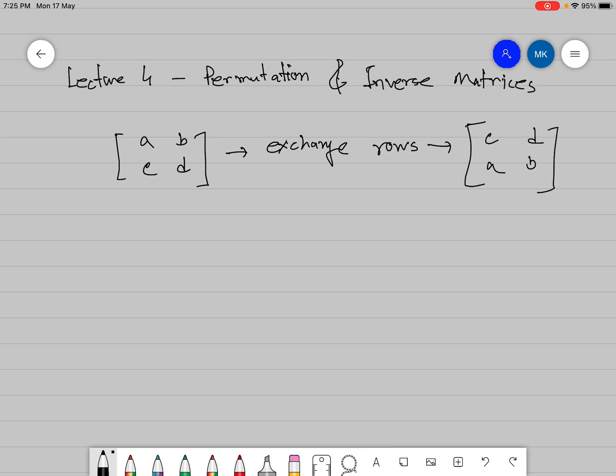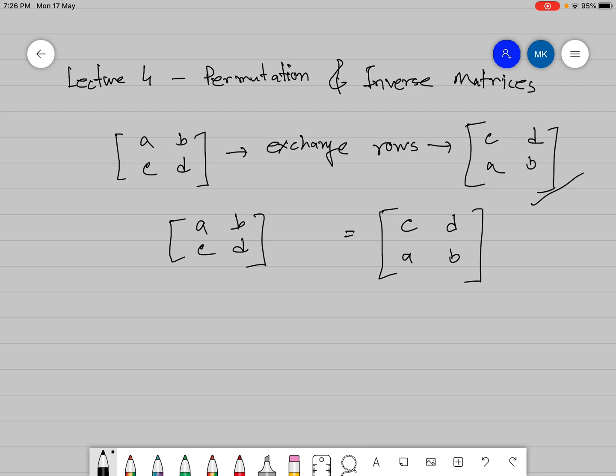So what operation can help you do this, or what matrix can help you do this? So this is our matrix A, B, C, D, and you need to multiply with some matrix, right? You need to multiply with a matrix such that the rows of this matrix are exchanged. So it will have a picture like this.